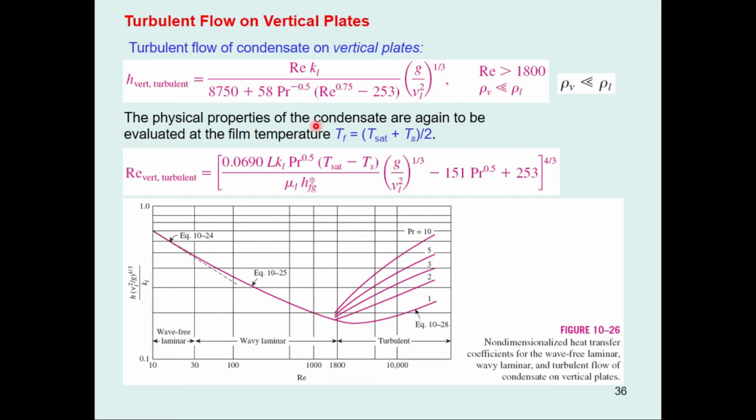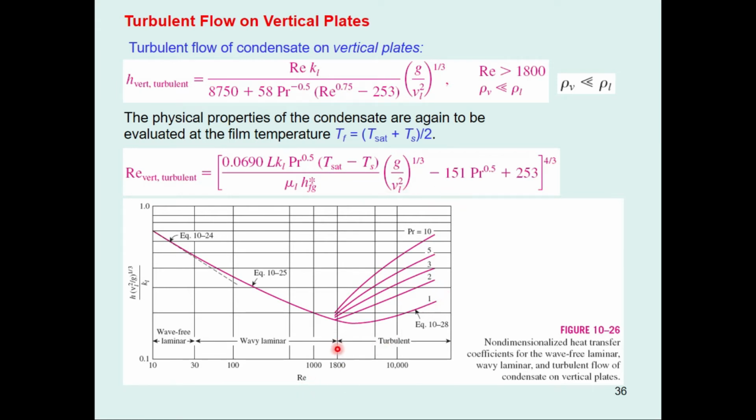So I have already explained in most of the previous slides that the liquid film properties, the physical properties of the condensate, must be determined at the average temperature of the film, and the average temperature of the film is determined by taking the average of the saturation temperature and the surface temperature, right? So the value of the Reynolds number can be calculated in this case by using this formula, right?